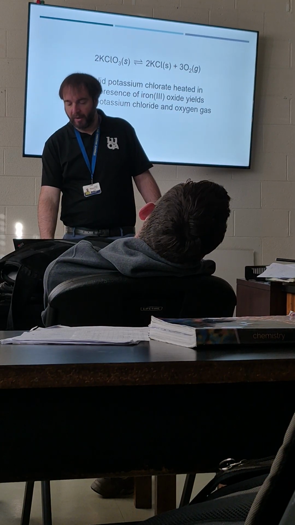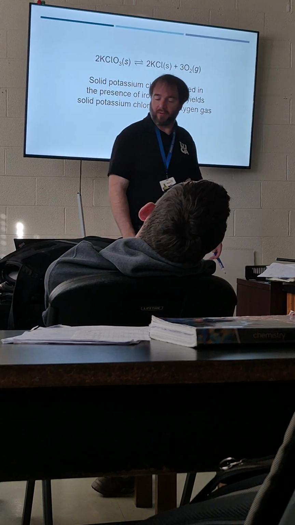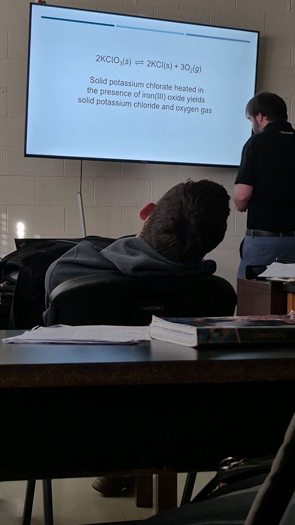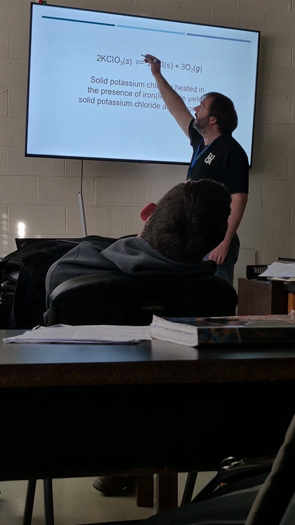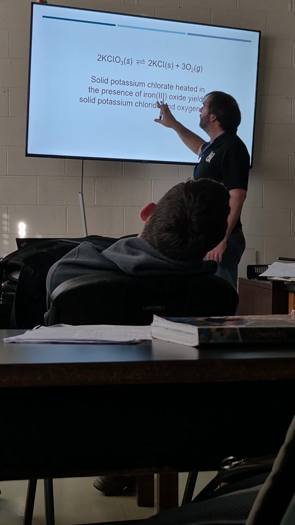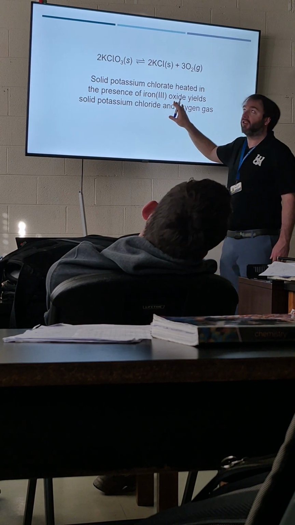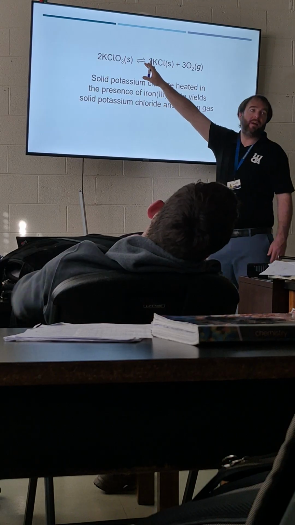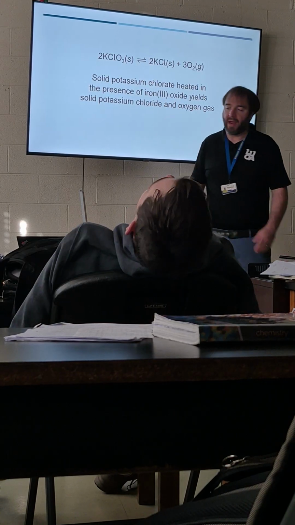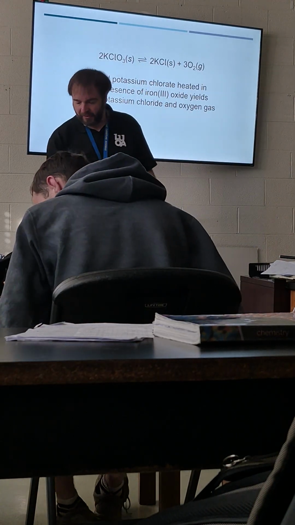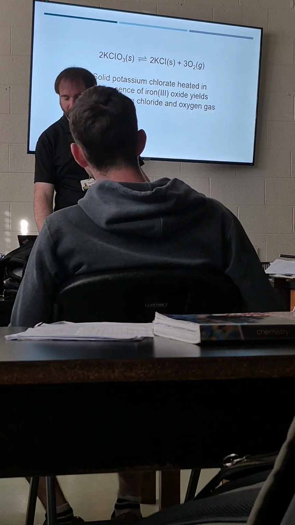Okay? By the way, though, it says if it's heated, which means up here, there should be a delta, and it says iron 3 oxide. I should also have Fe2O3 up there as well. Okay? I love how they give the example, but they don't put those up there. Okay?